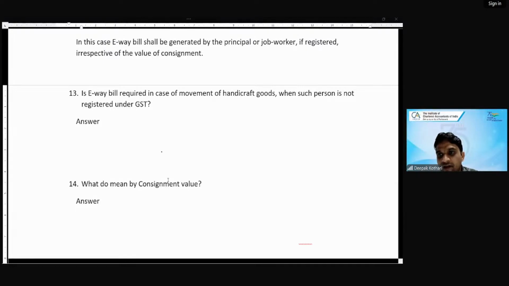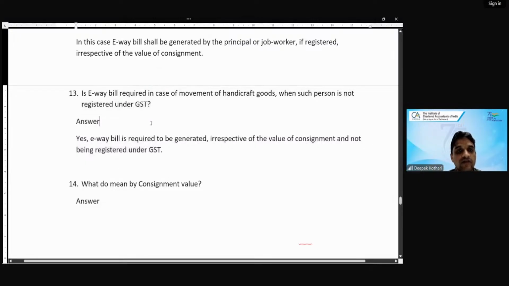Yes, it is mandatory. No is what Nidhi is saying, but the correct answer is yes, an e-waybill is required to be generated irrespective of the value of the consignment and even when not registered under GST, for handicraft goods. So specifically for handicraft goods, it has to be through an e-waybill itself.